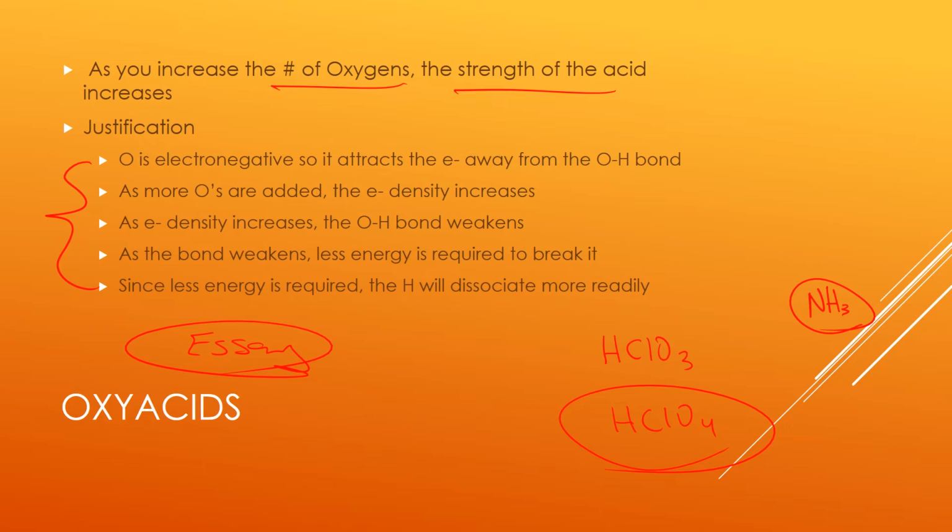If the bond weakens, then less energy is required to break it. And the whole definition of a strong acid or a strong base is basically how much it dissociates. So if it dissociates more readily, then that means you have a stronger acid. So that would be your justification. You need to include all of that within your reasoning for a free response question.